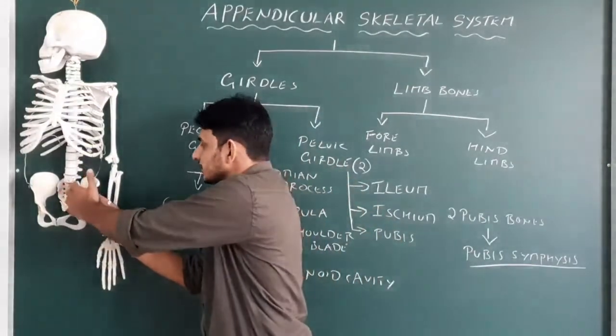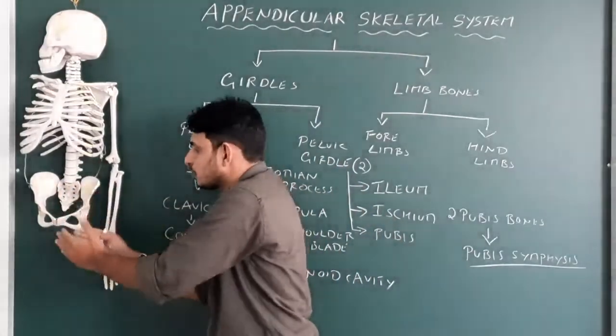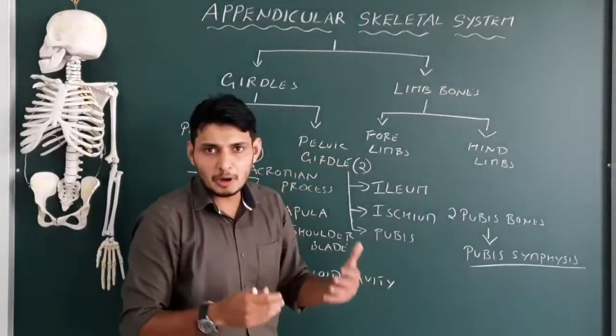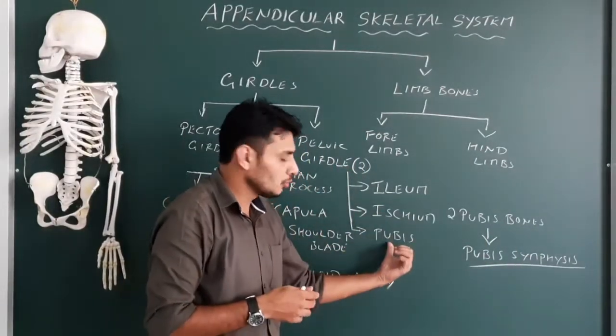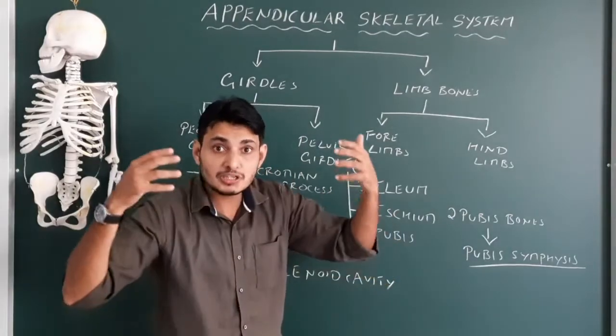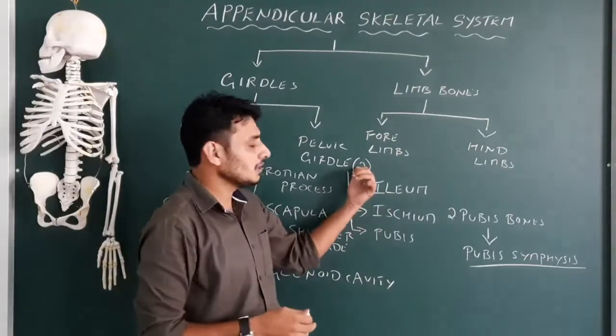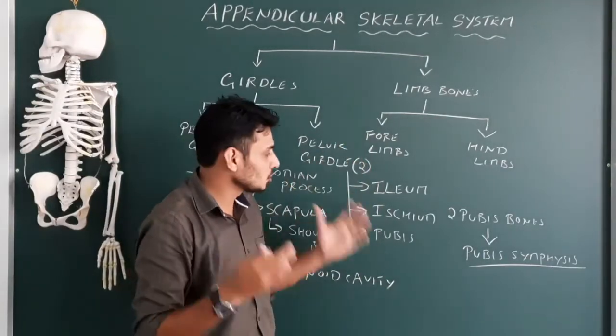Pubis symphysis. You could get a question actually: the two pelvic bones are attached by what? That structure is called the pubis symphysis. It's like a gum or glue which attaches the pubis bones. As a result, the two pelvic bones are attached. Done. So now how many bones? Very simple, I have written one on each side, that is 2, a total of 2.